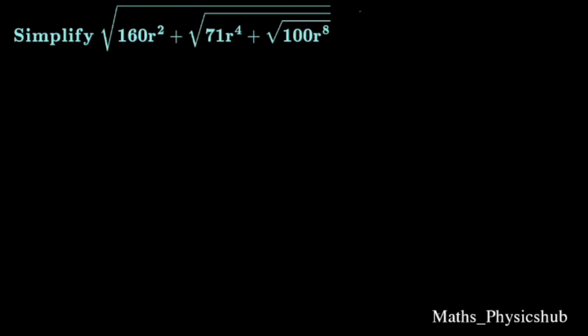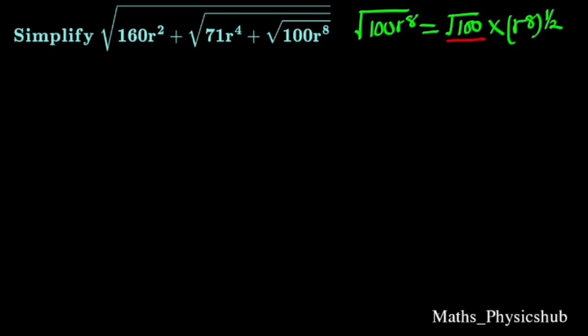First we start by solving the innermost term, which is square root of 100r power 8. The square root of 100r power 8 equals square root of 100 times square root of r power 8. Square root of 100 is 10, and square root of r power 8 is r power 4. 10 times r power 4 is 10r power 4.